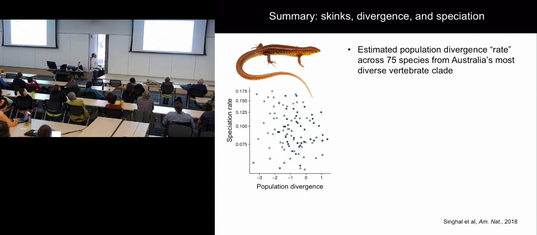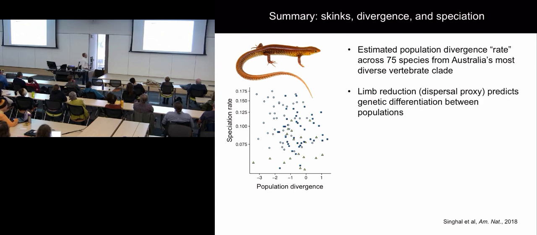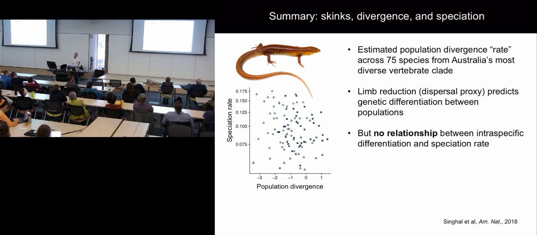Just to summarize this section of the talk, we estimated population divergence rates across 75 species from Australia's most diverse vertebrate clade. We found that limb reduction, which is kind of a dispersal proxy, predicts population genetic differentiation. But we didn't find any relationship between intraspecific differentiation and speciation rate.